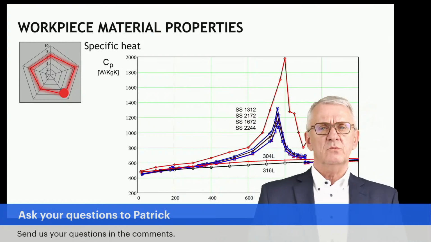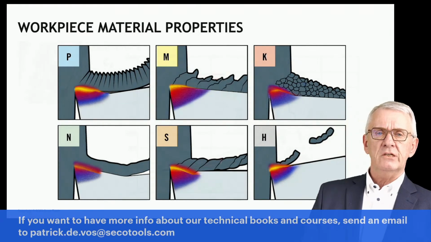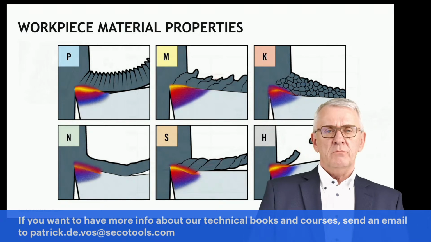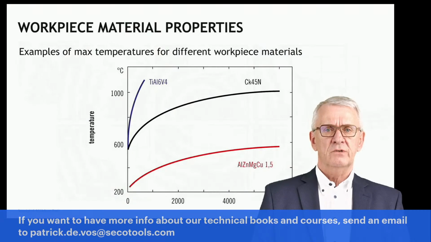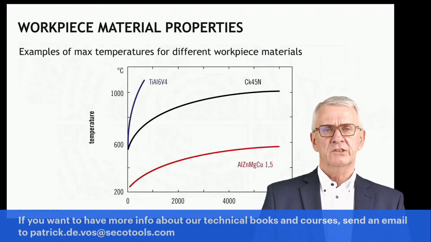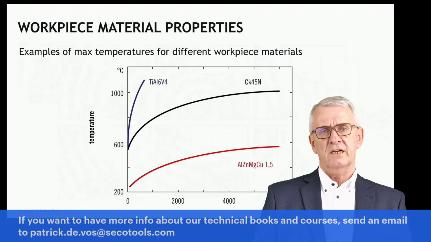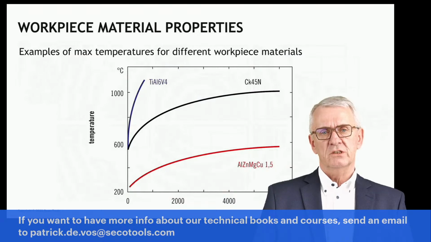So specific heat and thermal conductivity are two properties we need to bear in mind when we talk about how the workpiece material we machine will influence thermal phenomena during machining. Just to give you an idea what we are talking about here, you see some materials. The red line at the bottom is an aluminium alloy. The line in the middle is a traditional steel, and the line going up very fast on the left is a titanium alloy. You see here roughly the maximum temperatures we see during machining in relation to the cutting speed you use, which is the horizontal line.